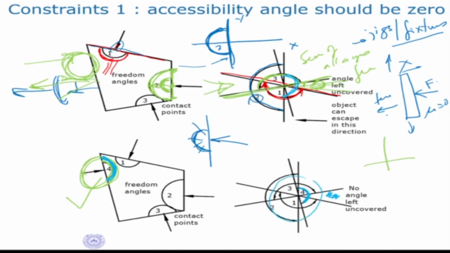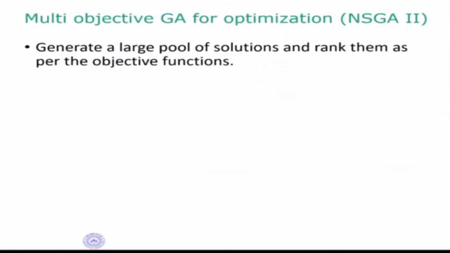So if you look at this one now, there is no angle free. This means the object cannot go in any direction. That means the fingertips have been placed in such a way that all the directions of escape of the object are covered.